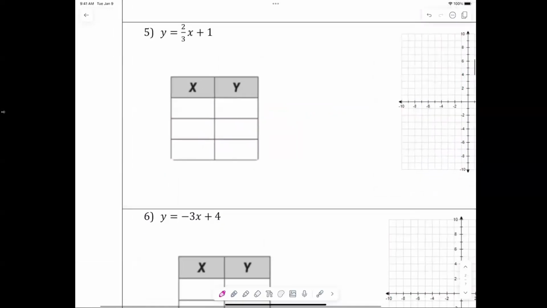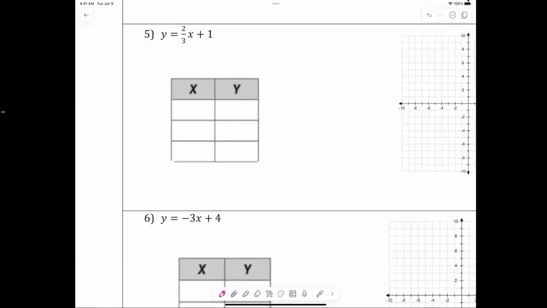Here we go, guys. What numbers am I plugging in for x now? What else? -3. What else? 0 and 3. So now we're going to go y equals 2/3 times -3 plus 1. Now we're going to solve that. 2/3 times -3, hopefully you see, is -2. -2 plus 1 is what? -1. So that should be a -1.